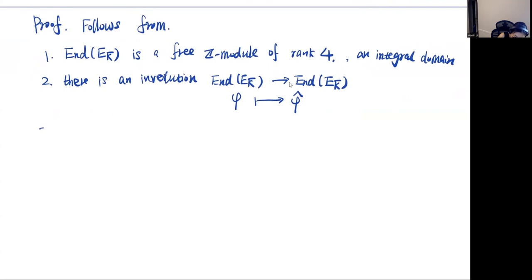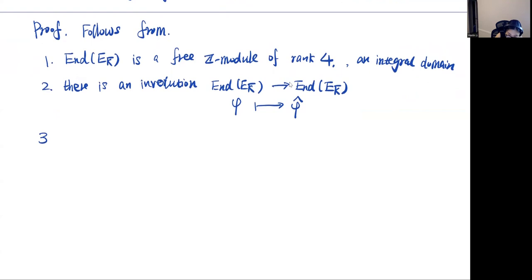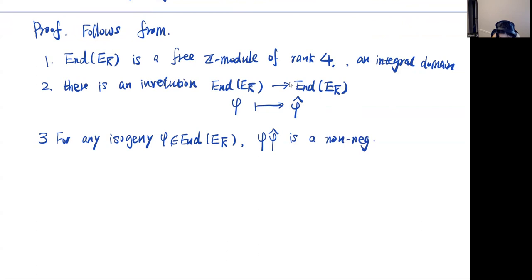And three, it has a quadratic form. So for any isogeny phi inside End E, we know that phi composed with phi dual gives a non-negative integer. And so essentially it has a norm map kind of thing. And also this integer is zero if and only if phi is zero. Okay. All these three conditions imply the structure of End E.